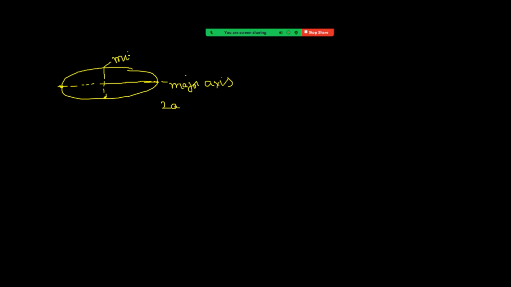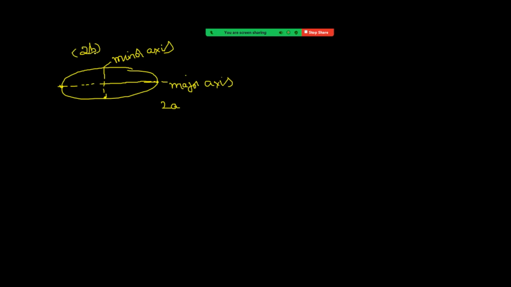Coming to the first statement, it says about the shape of orbits. It is elliptical. In that you can see, from here up to this point is known as the major axis, taking its length as 2a. And from here up to this end is taken as the minor axis, and that length is 2b.